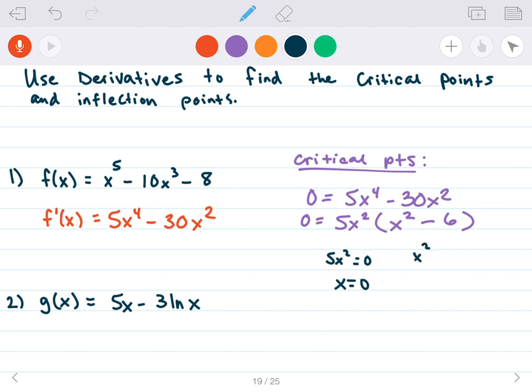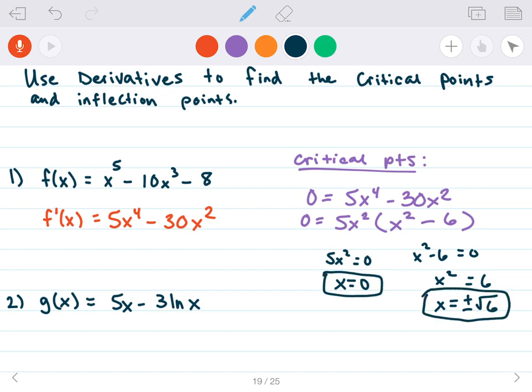X squared minus 6 equals 0. If I add 6 to both sides, x squared equals 6. Now I need to take the square root of both sides, and I'm going to get a plus or minus. X is plus or minus root 6. So I have 3 critical points, and these are the 3 critical points that I have.